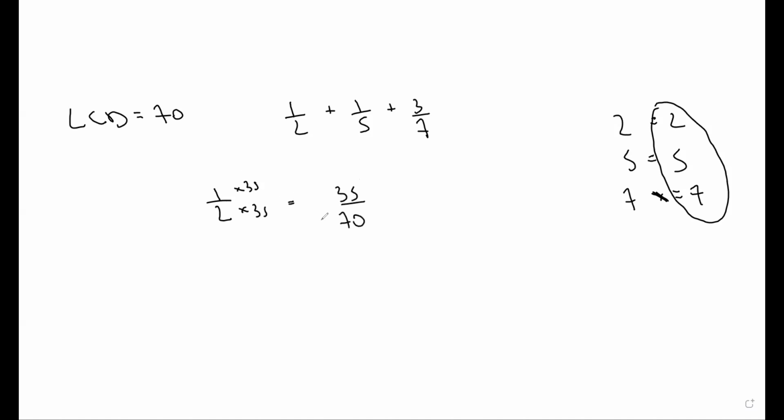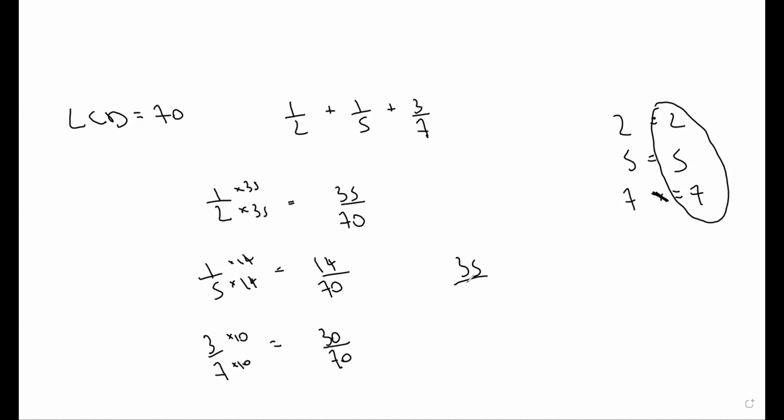35/70. Next one, 1/5. So 5 times what number equals 70? I think it's 14, right? Yes, that sounds right. So times 14, and you get 14/70. And last one, 3/7. So of course, 7 times 10 will get us to 70. So let's multiply this by 10. So 30/70.